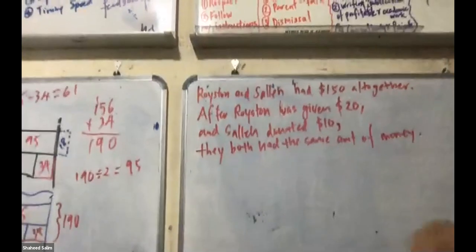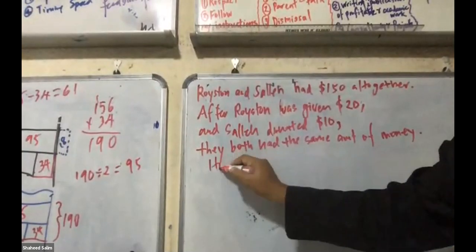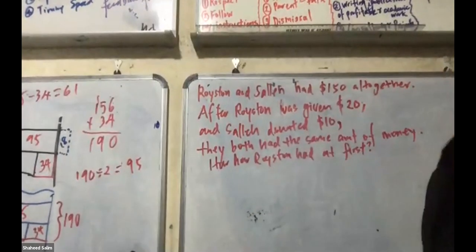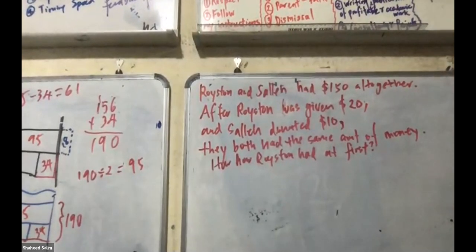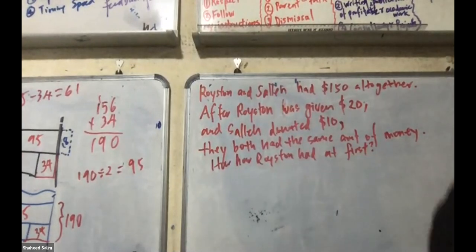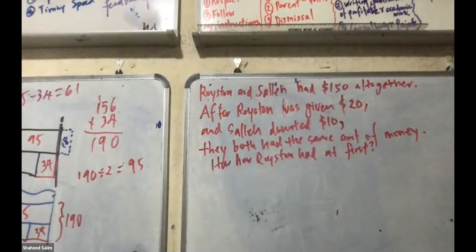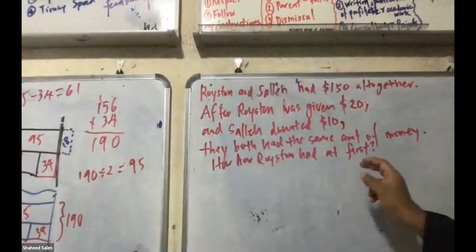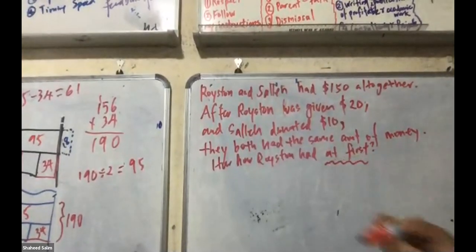So we want to find how much $20 and Royston had at first. Come, Zahira, try this one. Is it 80? 80 at the end. We want at first. 60. Congratulations.